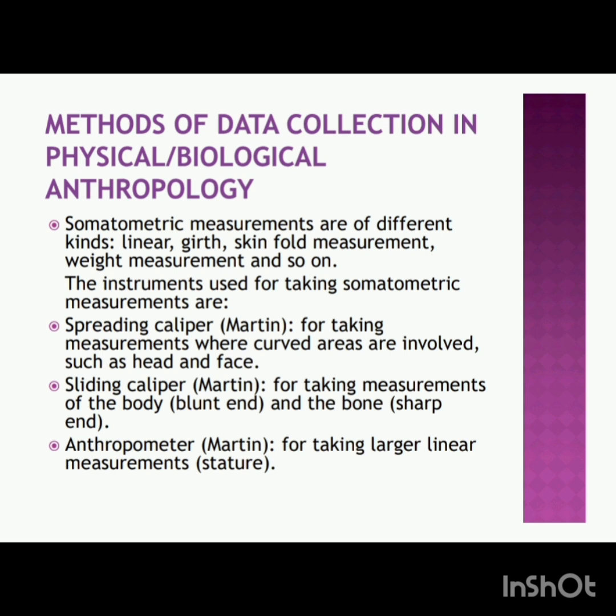Somatometric measurements are of different kinds: linear, girth, skinfold measurements, weight measurements, and so on. The instruments used are: spreading caliper or Martin caliper for taking measurements where curved areas are involved, such as head and face; sliding caliper Martin for taking measurements of the body, blunt end, and the bone segment; anthropometer Martin caliper for taking larger linear measurements, stature.